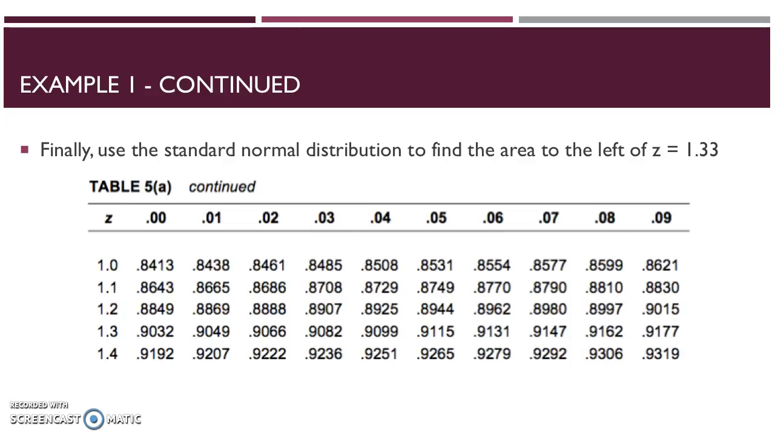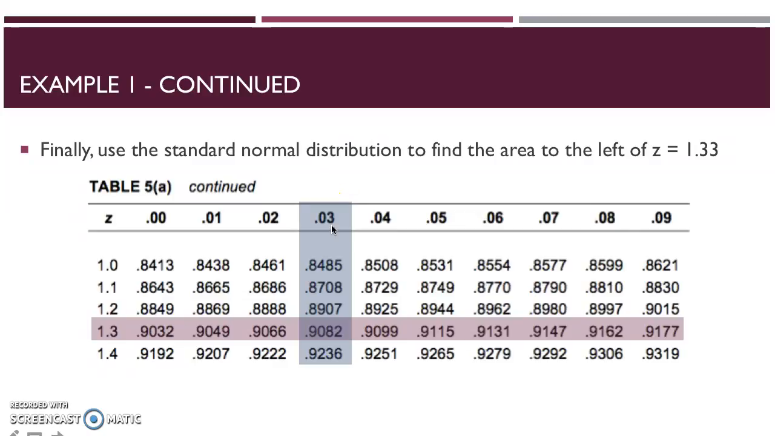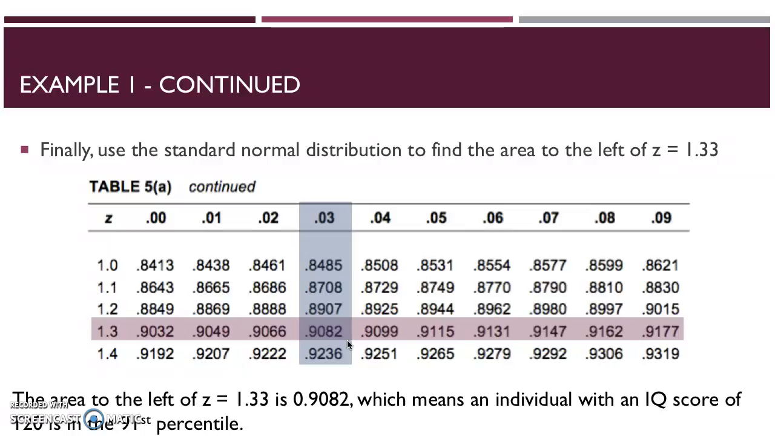Along the left-hand side you have the value in the ones place and the value in the tenths place for the decimal. So we want to look at 1.3. The second decimal value is listed across the top. These are the hundredths place. So I want the second decimal place to be a 3. I look at that column, and where the two overlap is my answer. That can be interpreted as an area, a probability, or a percentile in this case. So that area to the left is 0.9082.